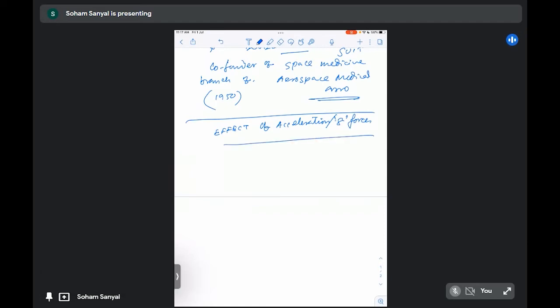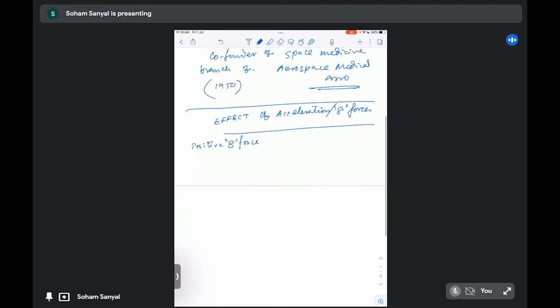One can happen if you are going very fast up, where we can get a positive G. Again, many times we can also expect something like a negative G. So we need to identify these two things. First of all, what is positive G force? G is gravity and the acceleration over time, and on Earth the value is usually 9.81. So the positive G force is in the direction of head to foot.